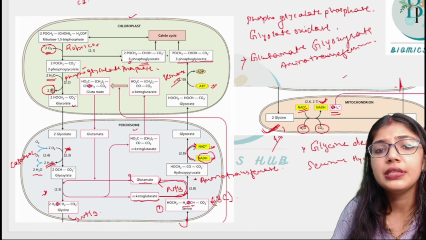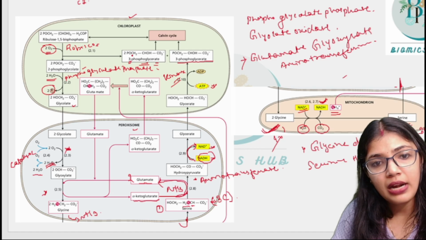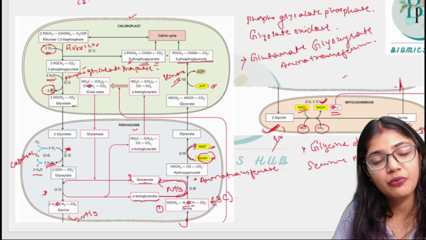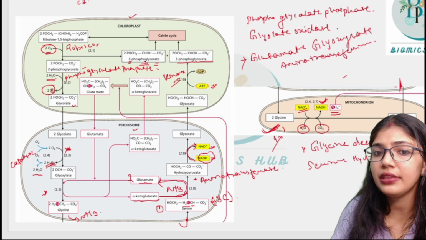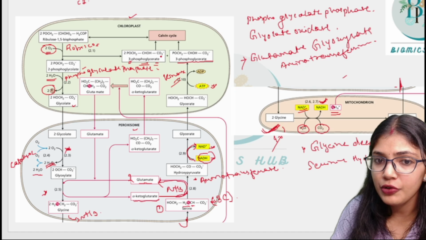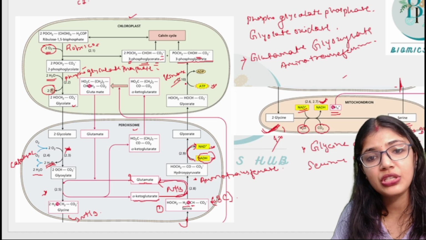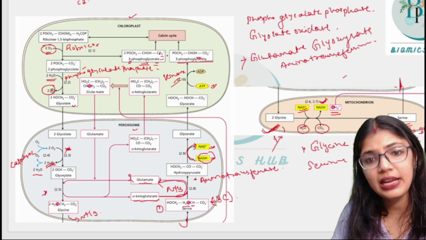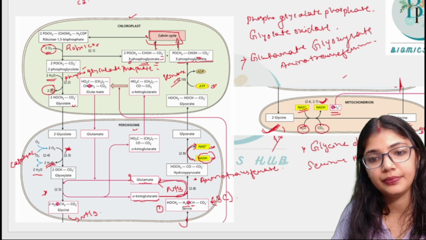Okay, now this 3-phosphoglycerate was also produced in this part, when the ribulose 1,5-bisphosphate in presence of RuBisCO was converted into 2-phosphoglycolate and 3-phosphoglycerate. This 3-phosphoglycerate and the 3-phosphoglycerate which has been formed from the glycerate undergo the Calvin cycle.